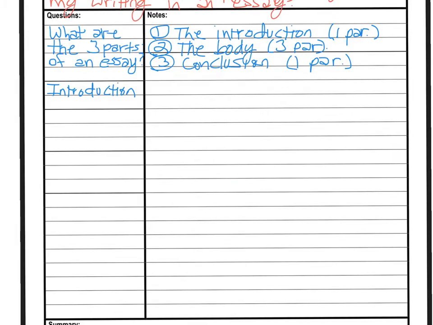Let's take a closer look at an introduction. The introduction is the first paragraph of a 5-paragraph essay. It has 3 parts to it. The first part is called a hook. And a hook has a lot of different ways in which it can be written, but today we'll focus mainly on just 5.